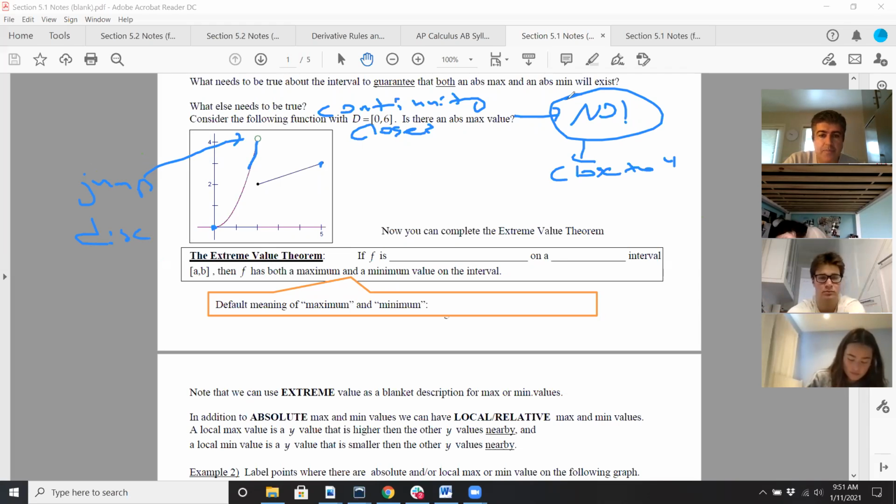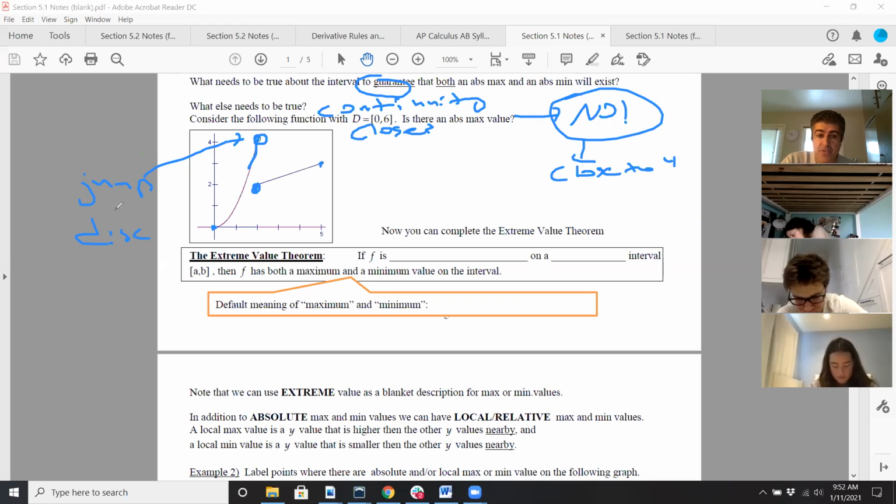Question in the chat. Okay, if it was closed, then yes, you would. Someone asked, what if that was closed and this were open instead? Then yes, you do. But it's not a guarantee. Remember, in order to guarantee, we have to be continuous.